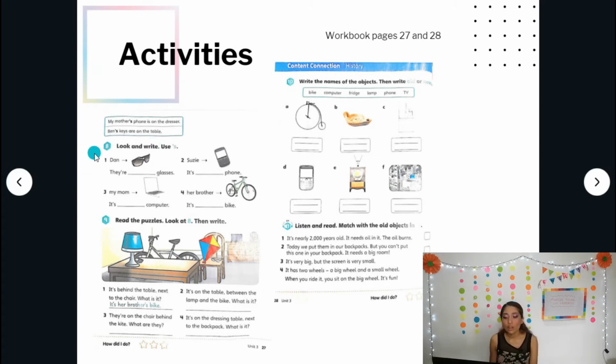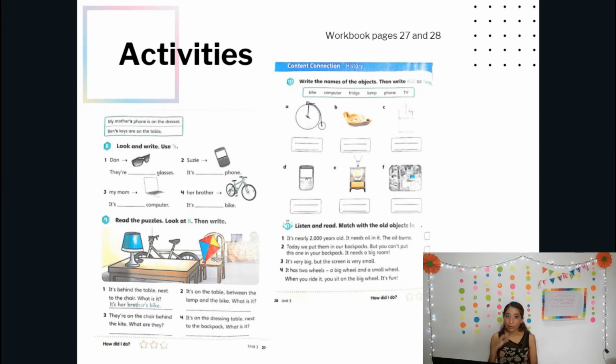Activity A says, look and write. Use apostrophe S. We have number 1, Dan, and these are glasses. There, and you're going to answer their Dan's apostrophe S glasses. Susie's, we have a phone in here. We have my mom and the laptop. We have her brother and the bicycle.